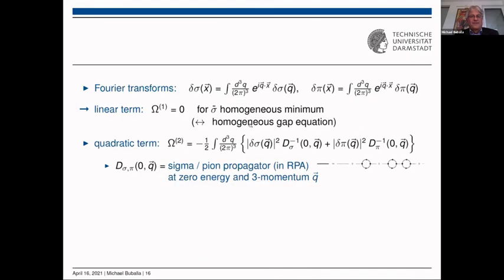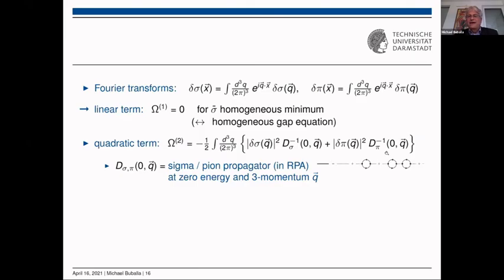And here we find that it is possible that the quadratic term lowers the thermodynamic potential. Here we have an integral over the momentum, and then we have our Fourier components, which can be anything, so arbitrary. But the coefficients of that, and this is what is well known from P-wave pion condensation, are given just by the inverse static sigma and pion propagators.